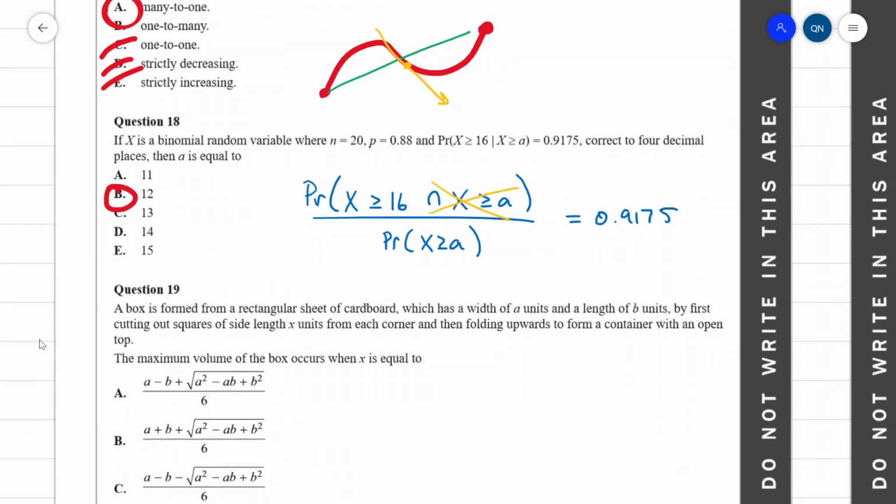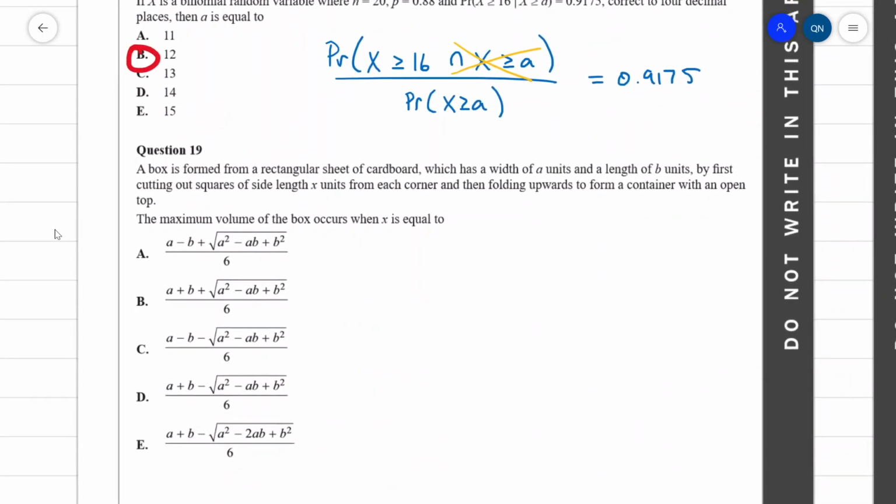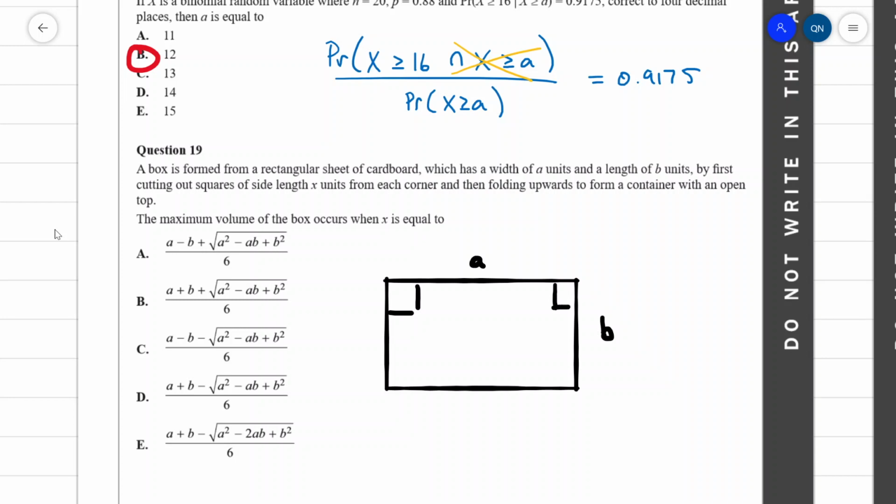Alright. Question 19. A box is formed from a rectangular sheet of cardboard, which has a width of A units and a length of B. Which way is width, which way is length? I forgot. It doesn't matter. I'll just do A and B over here. And we want to cut out squares of side length X. So we're going to chop out these squares here of side length X.